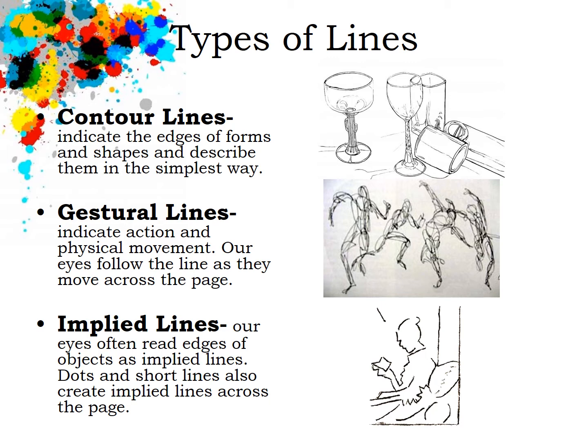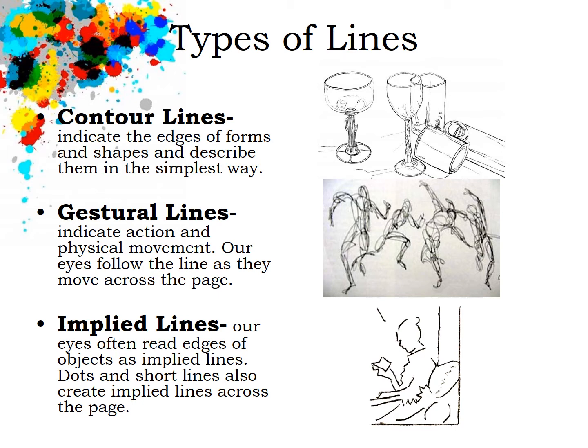Implied lines are lines that often read edges of objects as implied lines. They can be dotted and short lines, and what they do is they create a picture. So over here to the right we have this image, and it looks like we have a woman sitting here reading a book. So those lines are not technically connected, but what our brain does is it puts those lines together and we see everything as a whole.